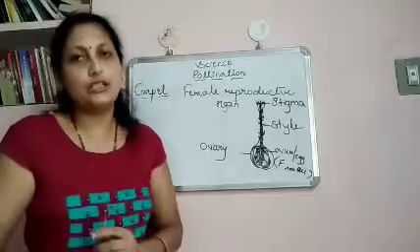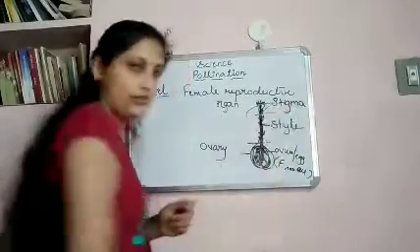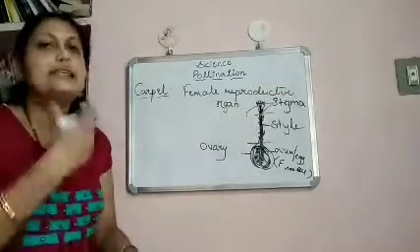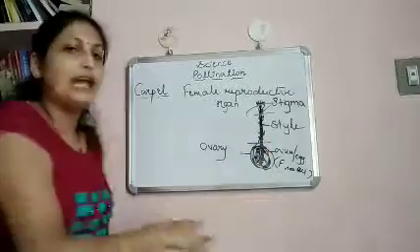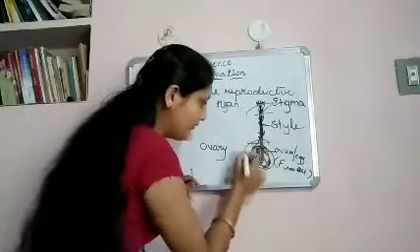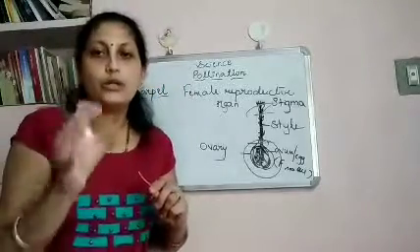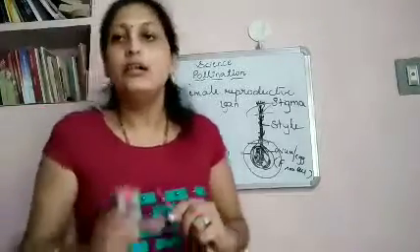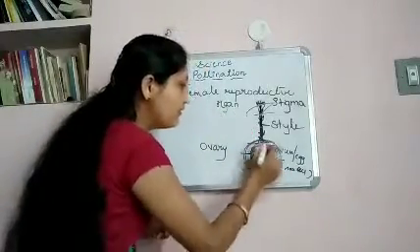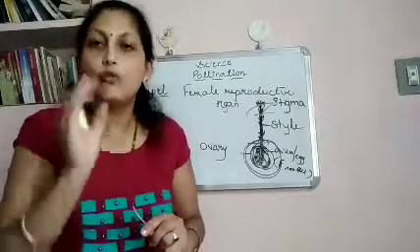So after the fusion, what happens is all these things fall off. Once the fertilization takes place, all the things, petals, sepals, stigma, style, everything falls off. And this ovary develops into fruit. So what you eat, the edible part of the fruit, that is the ovary of the flower. What you eat in a fruit is the ovary.